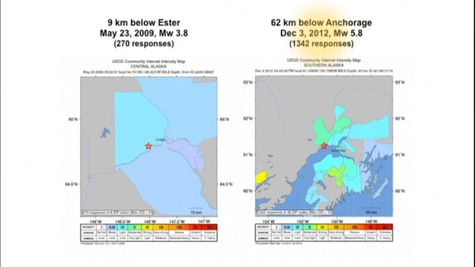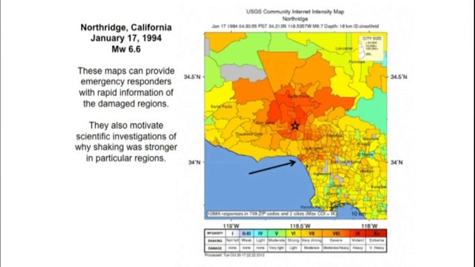This was an earthquake just last month, magnitude 5.6 in Anchorage, where you can see the colors are a little more toward the yellow, and they had 1,300 responses. So it's a very nice way to get involved. You feel an earthquake, go to this website and provide your input. This is what could happen. This is really where the tool came about.